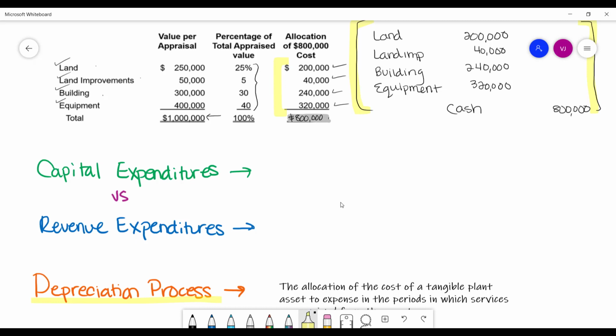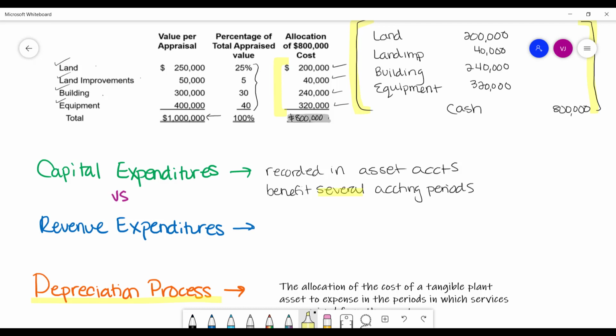Now, what about capital expenditures versus revenue expenditures? So capital expenditures, these kinds of expenditures are recorded in asset accounts. So these capital expenditures, it's any material expenditure that's going to benefit several accounting periods. The key there is several accounting periods.